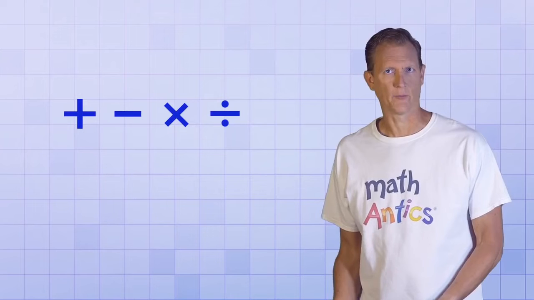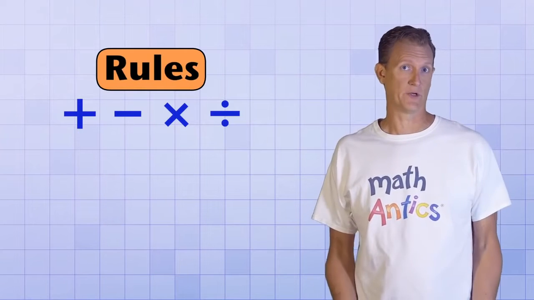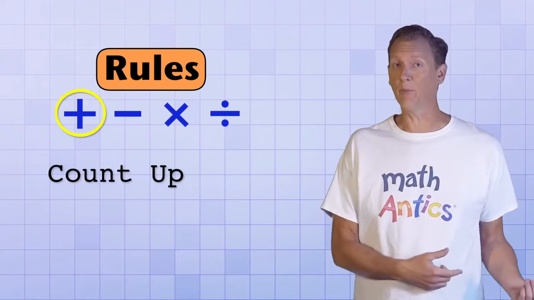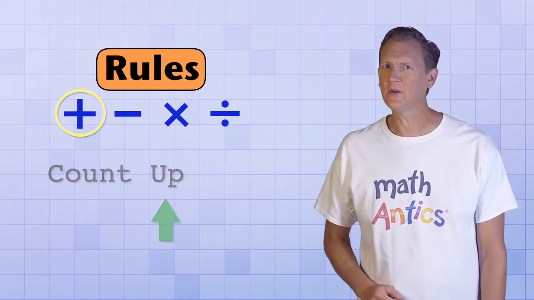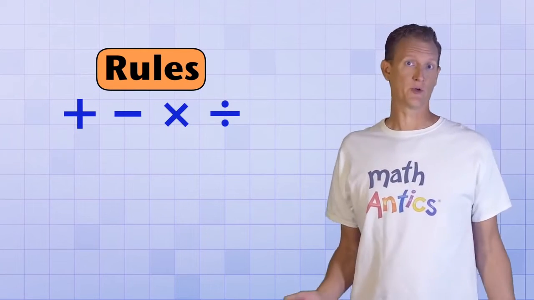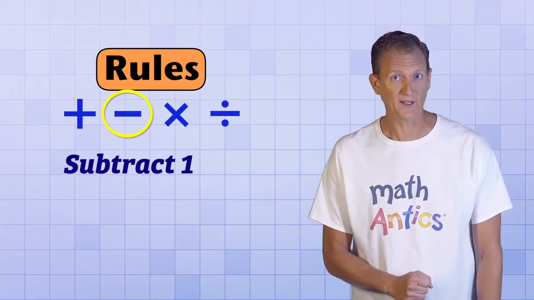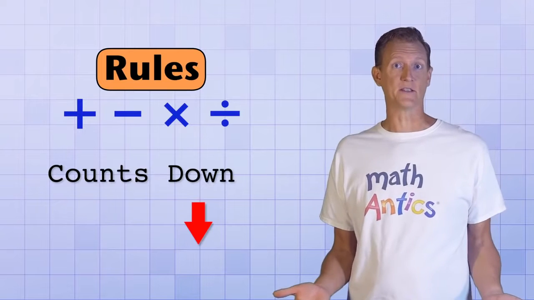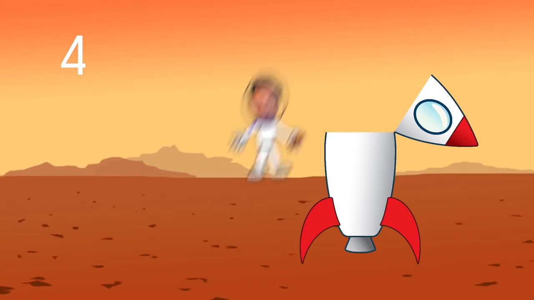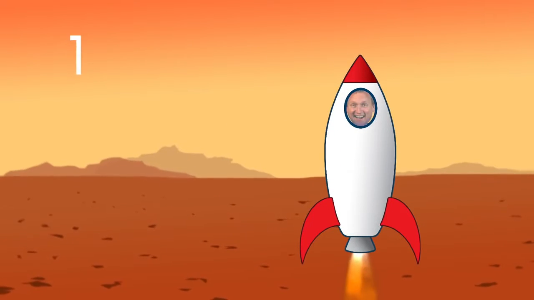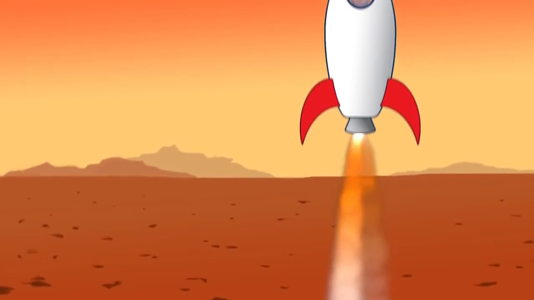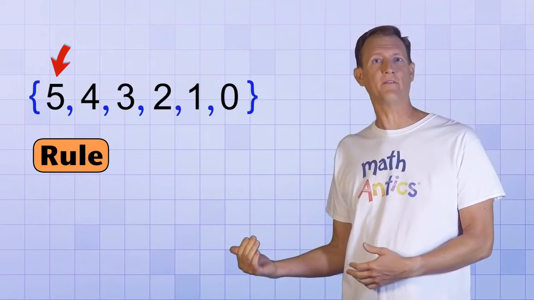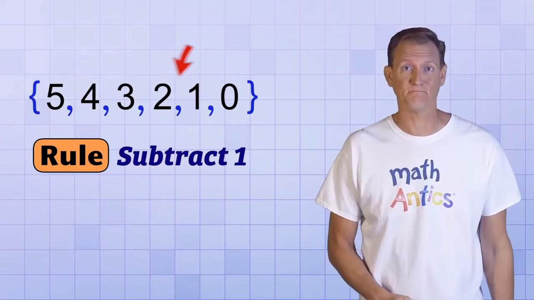All 4 arithmetic operations can be used as rules for generating sequences. You've already seen how addition rules produce sequences that count up or increase. But what do you think you'd get if you based a sequence on a subtraction rule, like subtract 1? Yep, you'd get a sequence that counts down or decreases. 5, 4, 3, 2, 1, lift off! The rule for this simple countdown sequence is to start with 5 and then subtract 1 each time.